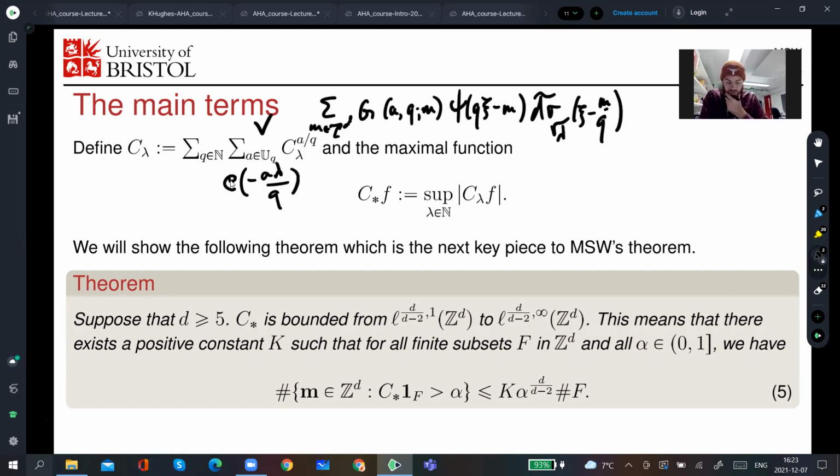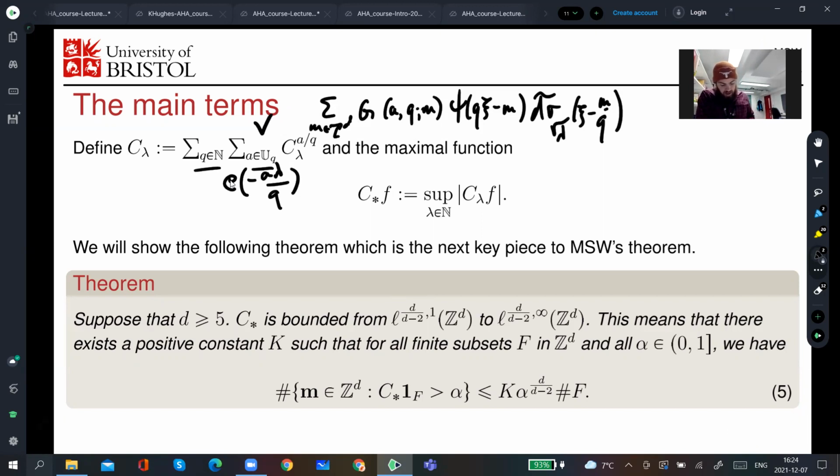Okay. And now I form this maximal function where I sum up over all a and q. Remember, the approximation is a sum over all q and all the units coprime to q. And I form the maximal function in exactly the same way as for the discrete spherical maximal function, by taking absolute values for each C_λ and then a sup over all possible λ. Our theorem is that as soon as we have 5 or more dimensions, we have the restricted weak type estimate at the endpoint d over d minus 2. What I've written here is just another way of saying that.